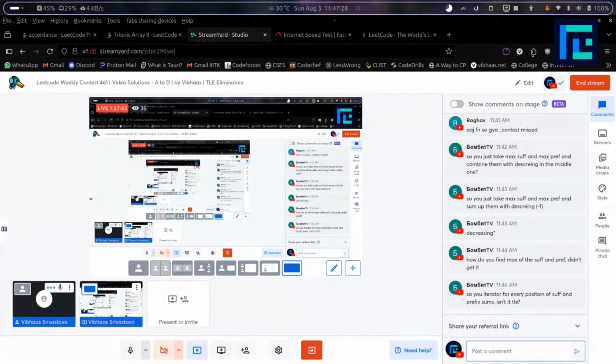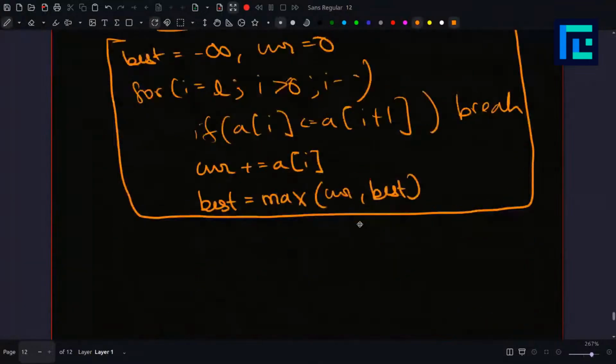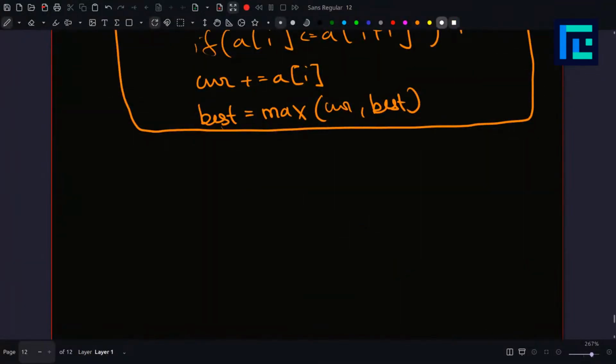If you have an iterator for every position of suffix and prefix, isn't it TLE? No, it is not TLE. Why is it not TLE?